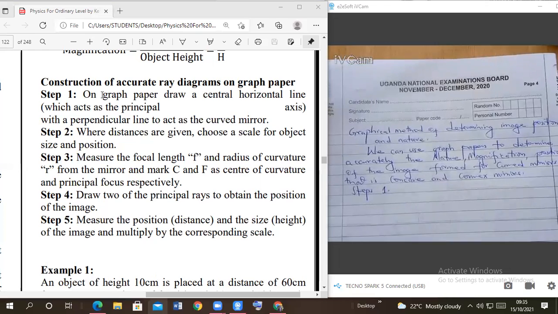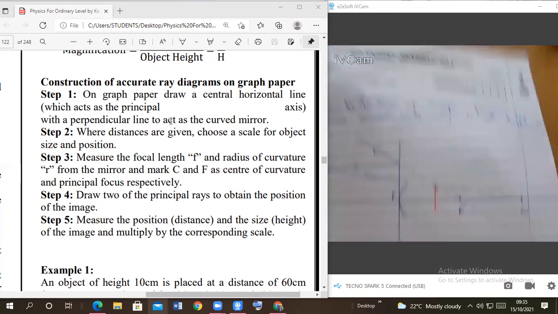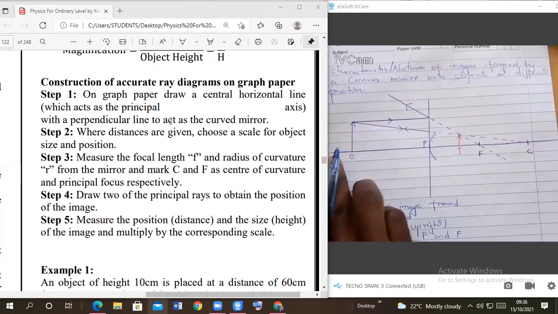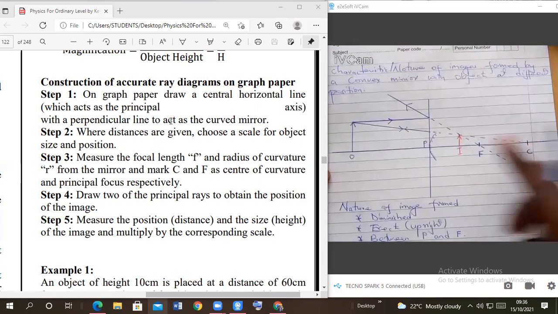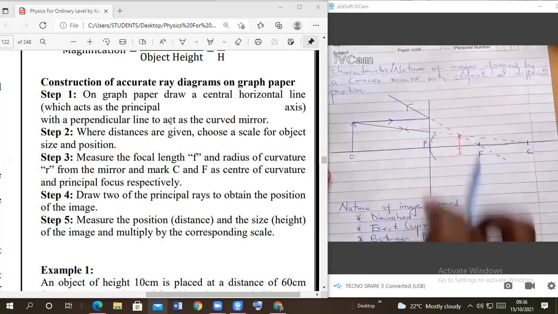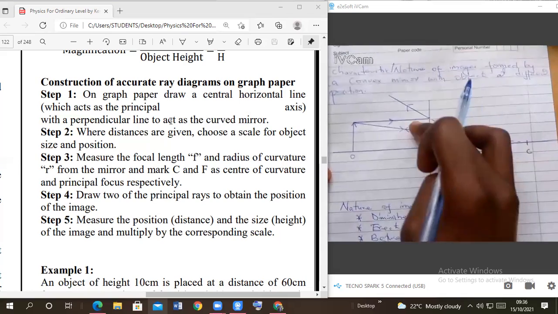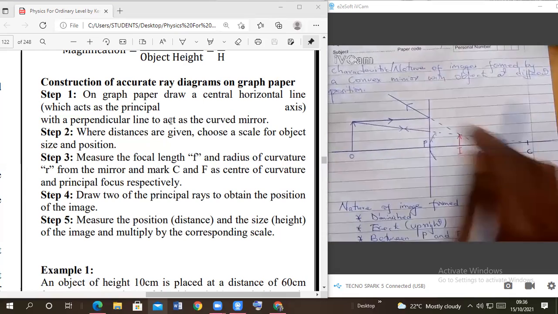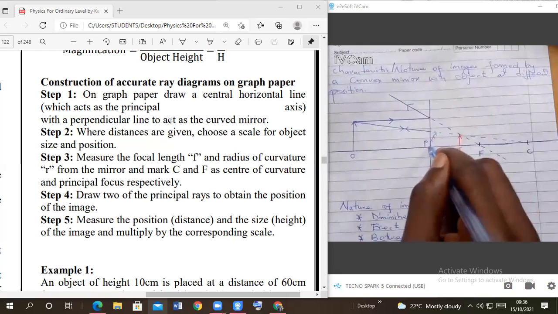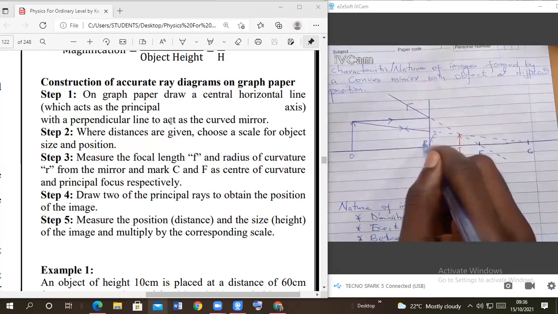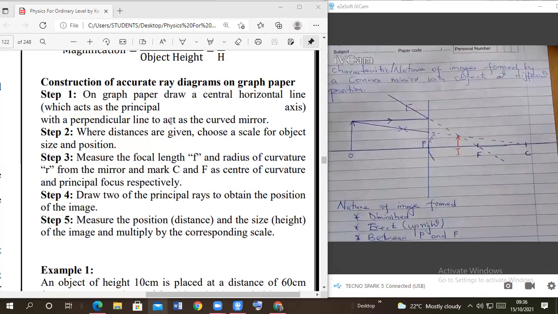Step number one. What is the first step there, members? On a graph paper, draw a central horizontal line which acts as the principal axis, and a perpendicular line, like we have been drawing here. You do the same on a graph paper. This line is acting as the principal axis. Then this line is acting as the reflecting surface of that particular mirror. If it's a convex, this is how you draw it. If it's a concave, we know how to do it. Where these two lines meet perpendicularly, this point is going to give us the pole of the mirror. That is step number one.